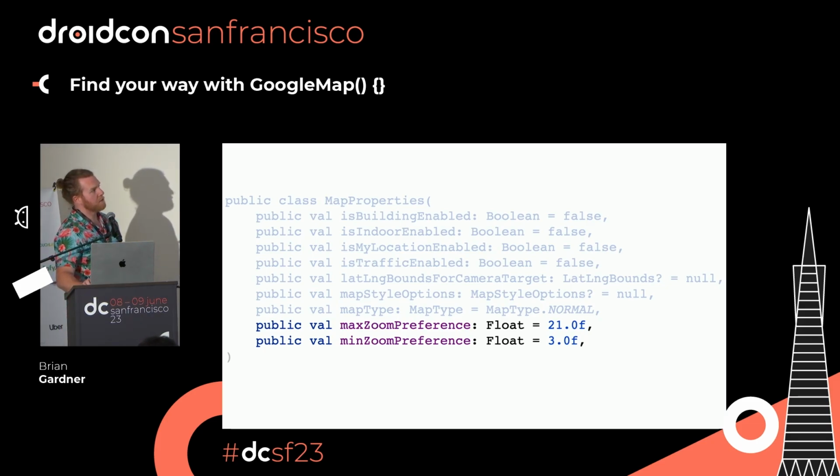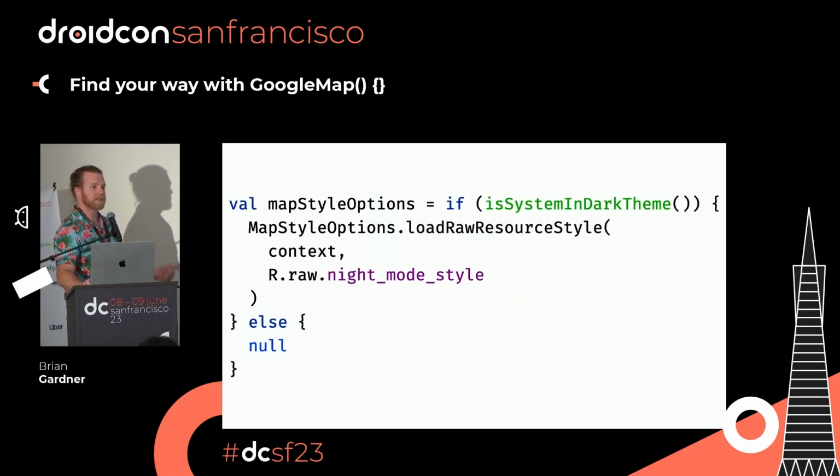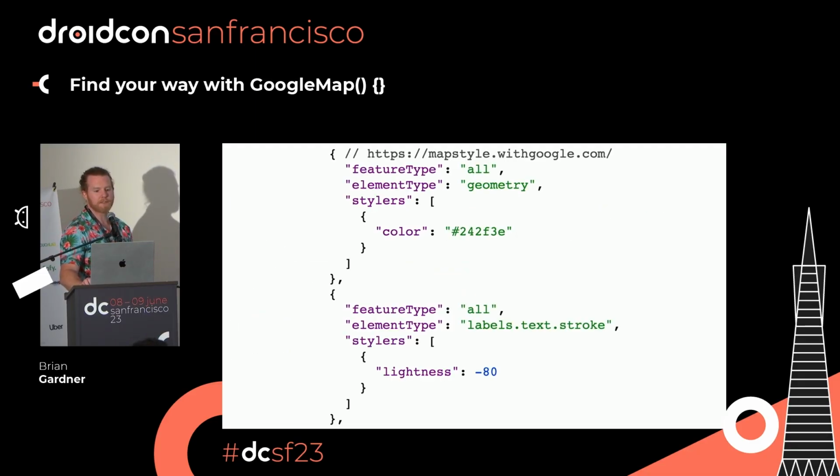Now, most of these are set to false or null by default. So in our case, we wanted to set the style if we're in night mode. So we tie into the is system in dark theme in this case and say, hey, load this resource file for us. Otherwise, we're just going to use the default style, so we provide null there. Now, the night mode style raw resource is a JSON file, which is huge, honestly. This is just a small snippet. Basically, it says, hey, for these particular map features, style it in this way, color it in this way, or don't display it.